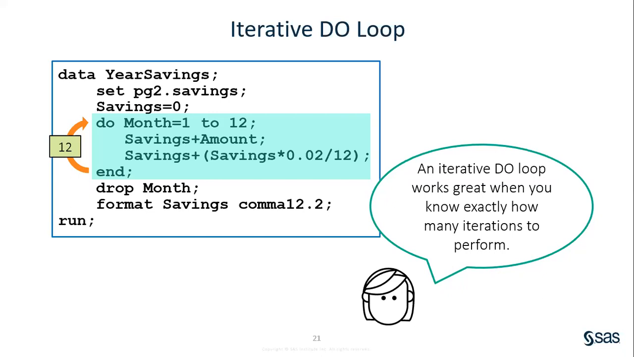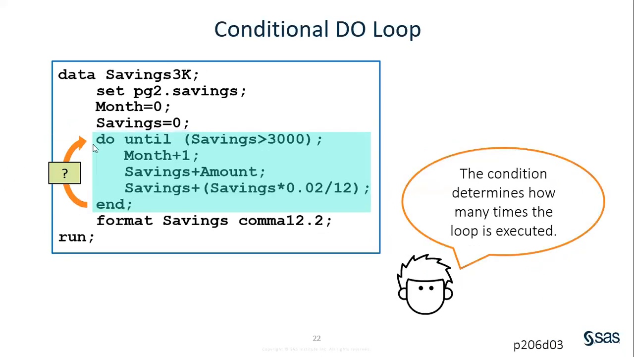So you don't know how to give the start and stop point, correct? That is why we are going to use the conditional loop. This is what we are going to use: DO UNTIL and DO WHILE. So the condition determines how many times the loop is executed.